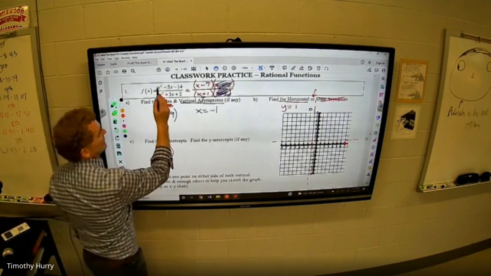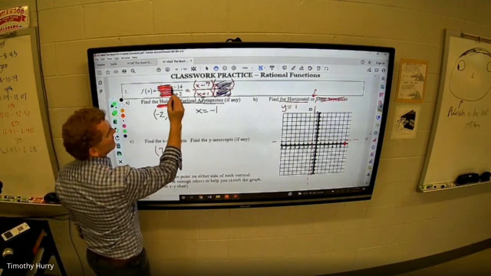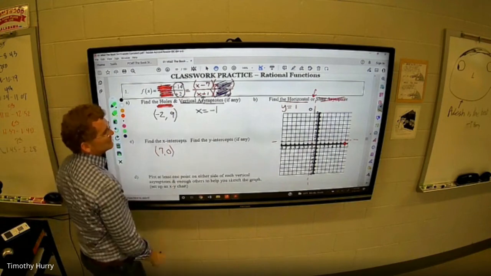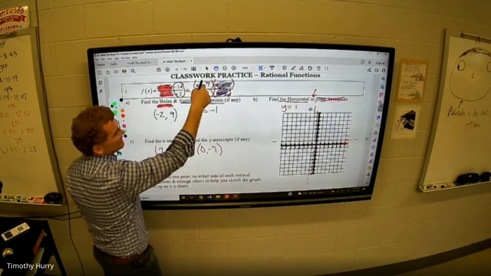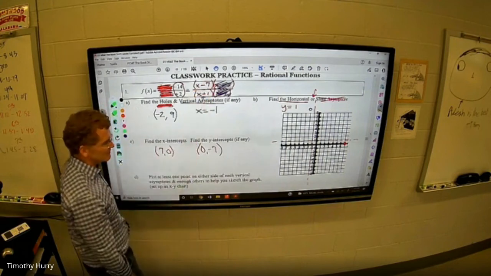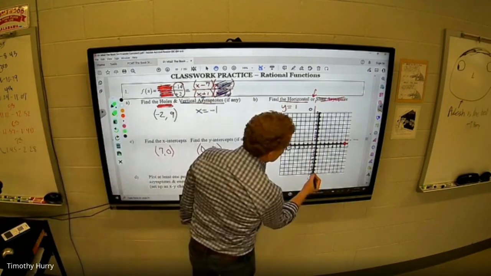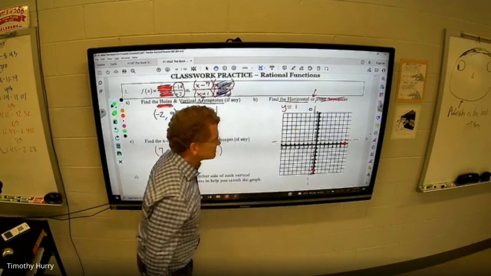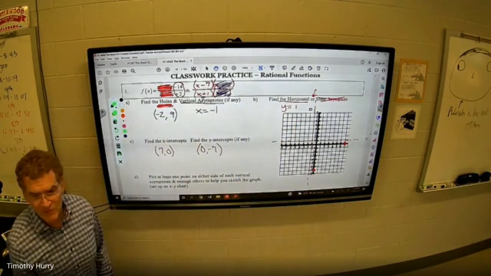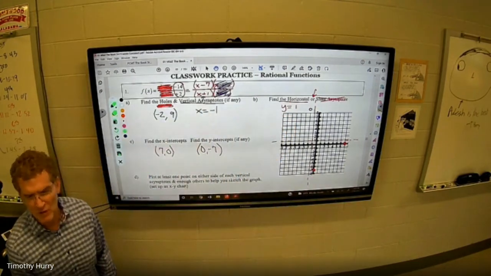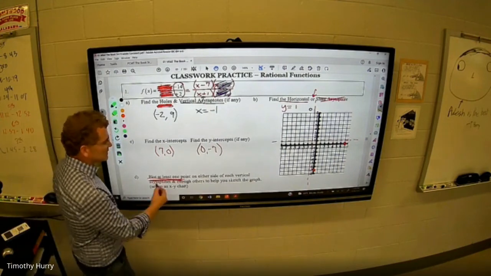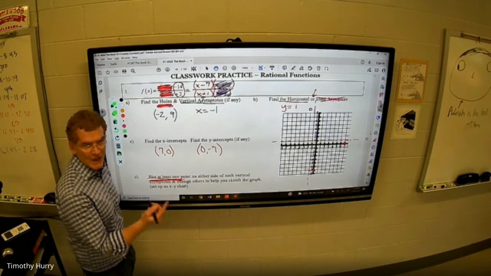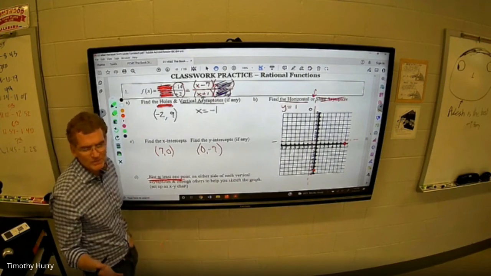Plugging in 0 for x here gets rid of everything but what? -7. Or plugging a 0 there gives you -7 over 1, which is -7. So I'm going to mark 0, -7. Now, I have enough right now to sketch this, but it wouldn't be a great sketch. So another thing I tend to do is say, hey, plot at least one point on either side of the vertical asymptote. Just get an extra little piece of information.